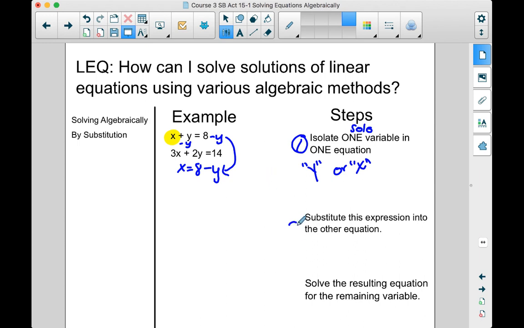So step 2 is to substitute. That's where the name of this comes from. Substitute this expression into the other equation. So for my other equation, let me use some different colors here to help show this. My other equation, I have 3x, because if I'm looking at this, I can't solve for two variables at the same time. So all I did was take my second equation and rewrite it. I have two variables. I need to work it out to one unknown for right now.